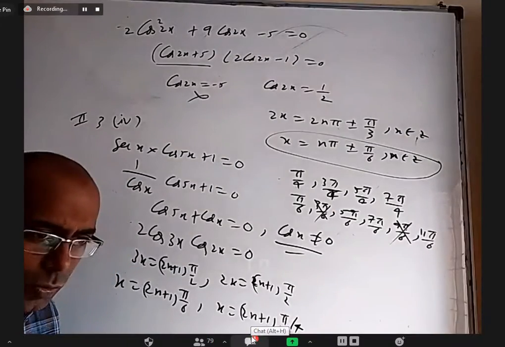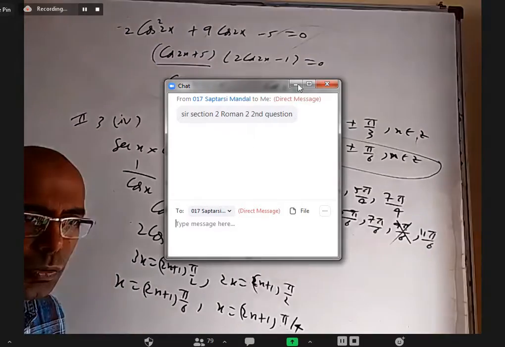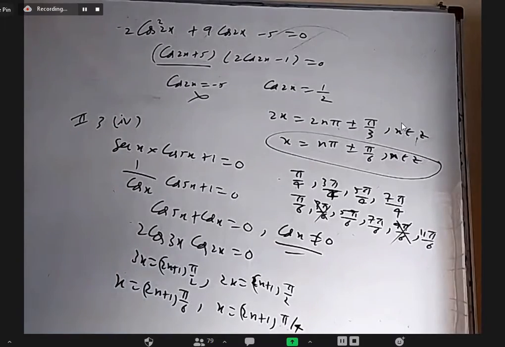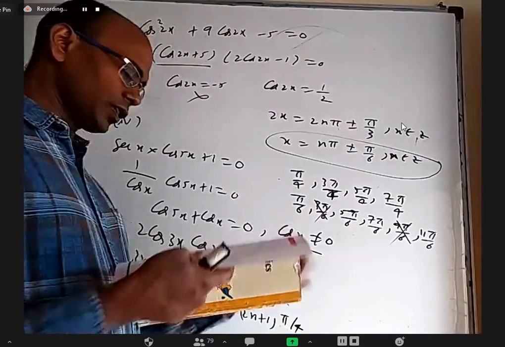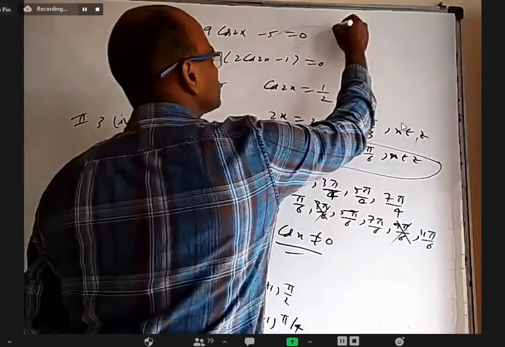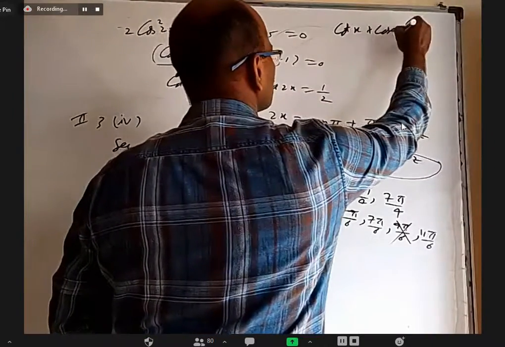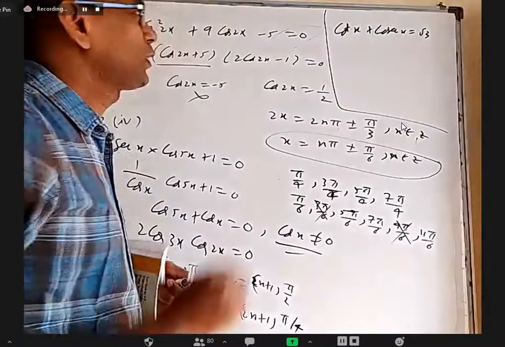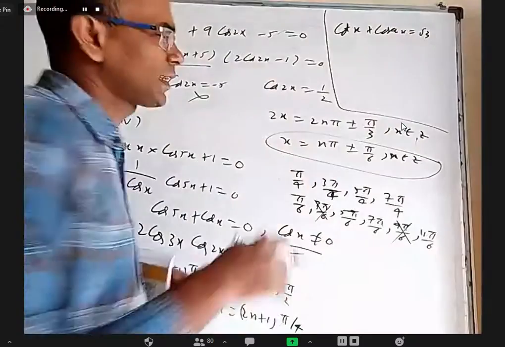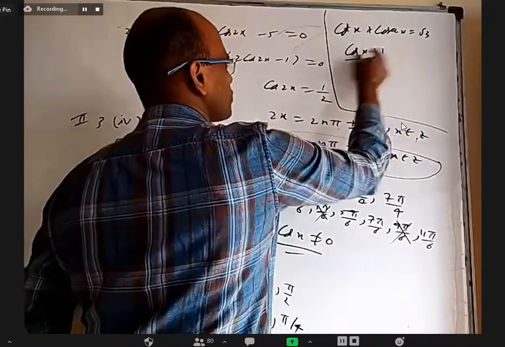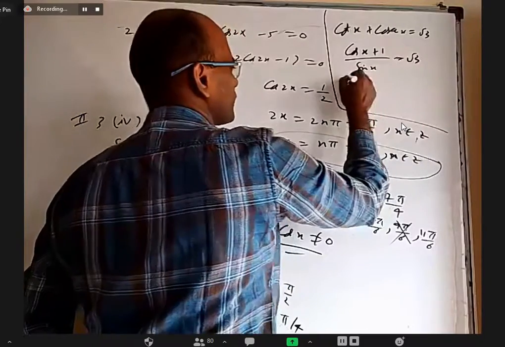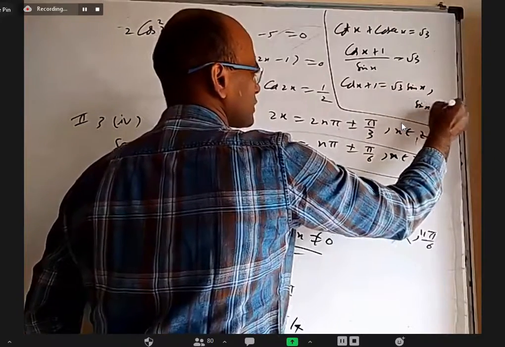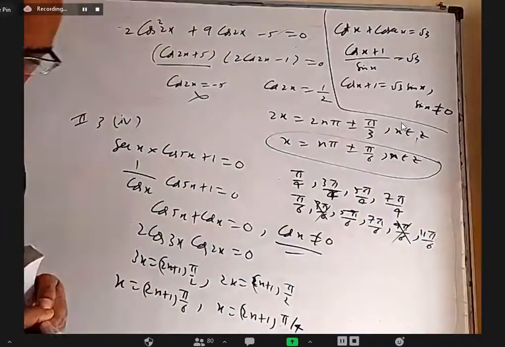Okay, somebody asking some doubt. What is that? Section 2, Roman 2, second question. He wants 2, 2, 2. Okay, cot x plus cosecant x equal to root 3. You can write cos by sine and 1 by sine, and sine to the other side. Cos x plus 1 by sine x is root 3. That is cos x plus 1 equal to root 3 sine x, but sine x should not be 0. You should write that also.